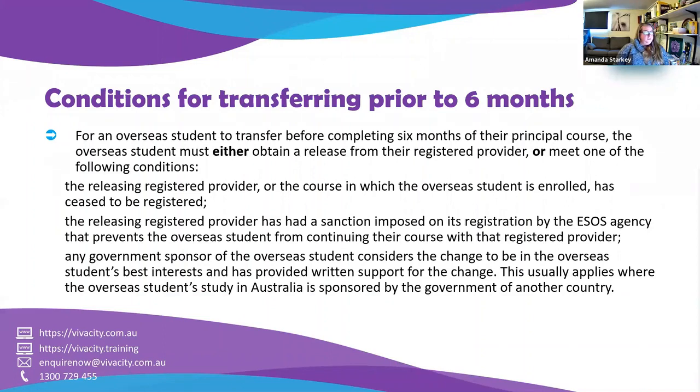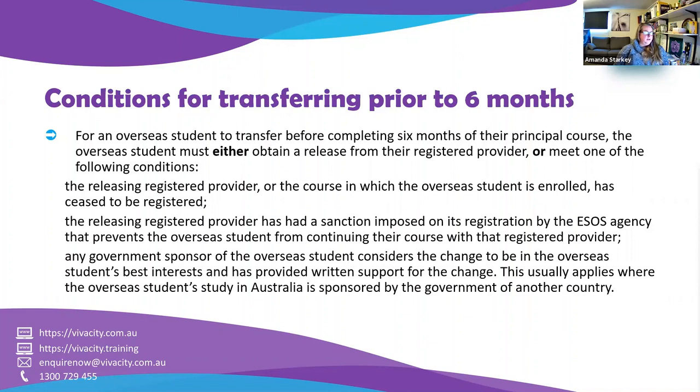Okay, conditions for transferring prior to the 6 months. So for an overseas student to transfer before completing 6 months of their principal course, the overseas student must either obtain a release from their registered provider or meet one of the following conditions.